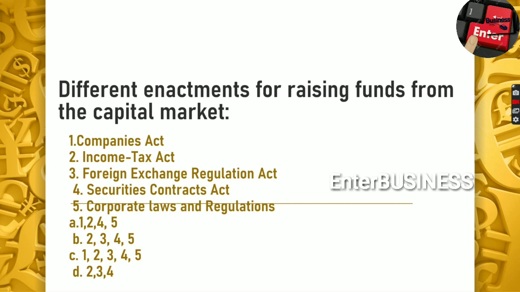Option A says that 1, 2, 4 and 5 are the correct acts. Option B says that 2, 3, 4, 5 are the correct one. And C says that 1, 2, 3, 4, 5, all these are the correct answers. Option D says that 2, 3, 4 are the enactments. The correct answer is option C. So all of these are the different enactments for raising funds from the capital market.